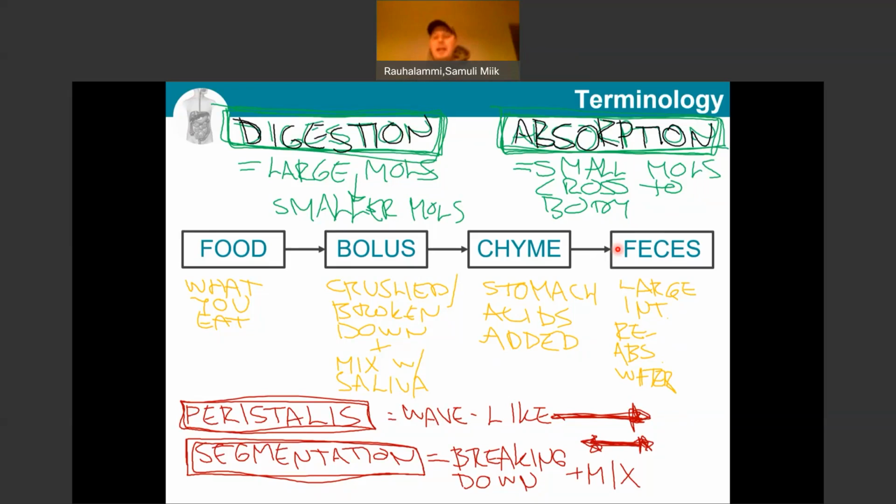This material is now known as feces, and it is the feces that we eliminate at the end of the large intestines. So I hope that those terms and those concepts make sense. I think they're important for us to have a shared language and be very clear about what we're talking about.